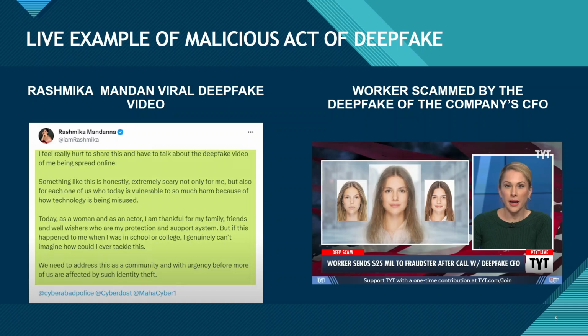Case 2: Workers scammed by a deepfake of a Hong Kong company CFO. In this case, the imposter portrayed himself as the CFO of the company, reported the South China Morning Post. The imposter ordered a money transfer during a conference call. The employees were fooled into believing that the people on the conference call were real, whereas in reality, he created an avatar of the CFO and others in the company. Not only did they look real, but they sounded real as well.